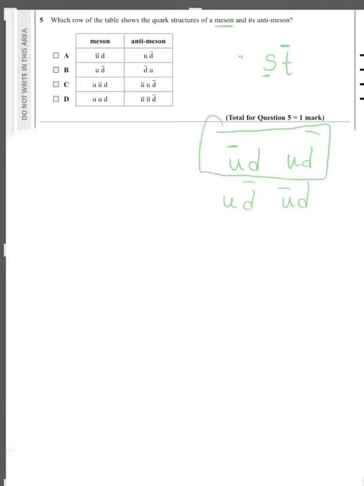Number 5. Which row of the table shows the quark structure of a meson and its antimeson? A meson is a particle which has a quark structure of one quark and another quark. For example, we have a strange quark here and a top antiquark here. So this is what a meson looks like. A meson consists of a quark and an antiquark. So for up-down, one meson would be this and its antimeson would be this, or one meson would be this and its antimeson would be this. So either of the two would be the answer.